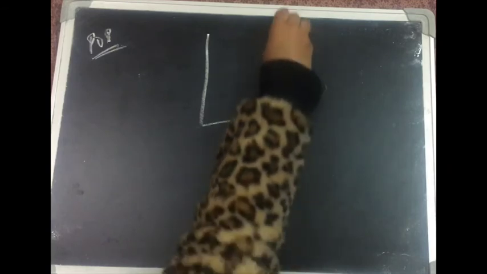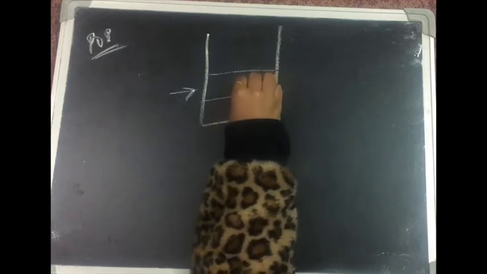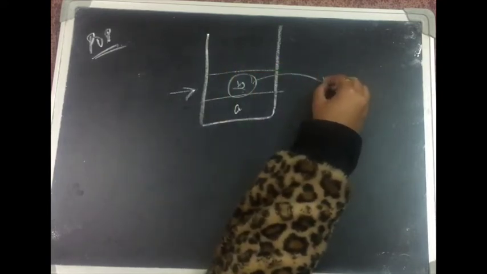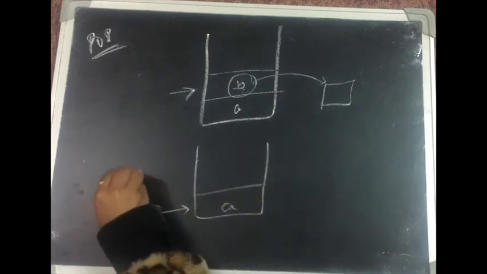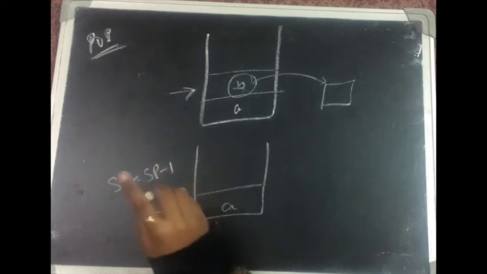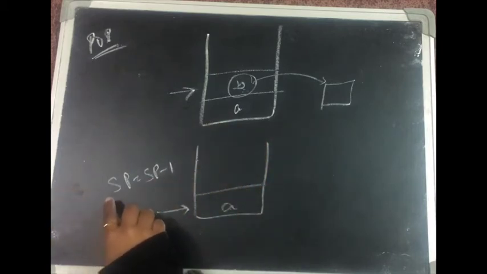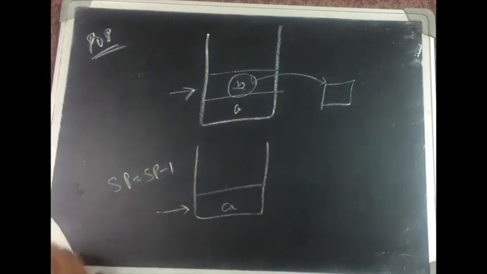Now we will study the pop operation. This is the stack, and this is the top of the stack. If I have to pop this element B from the stack, first I will store it into some register and then I will decrement the stack pointer by 1, SP equal to SP minus 1. In the push operation, first we incremented the SP and then we added the data. But in the pop operation, first we extract the data from the top of the stack and store it somewhere, and then we decrement the SP.